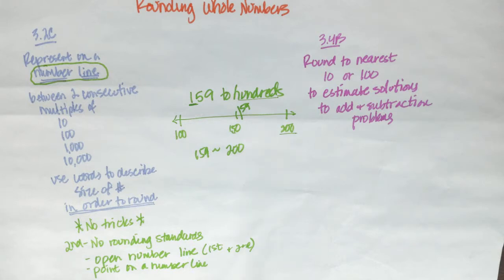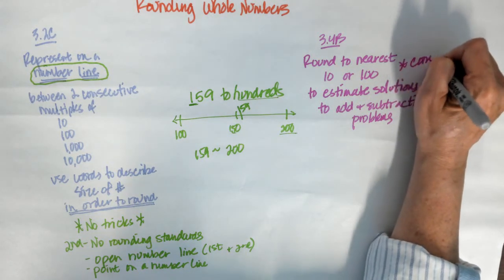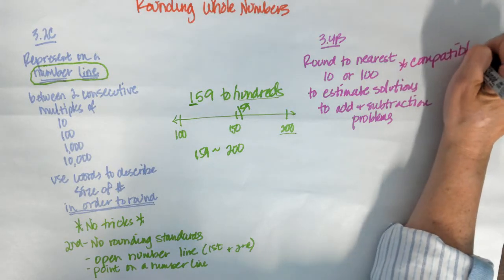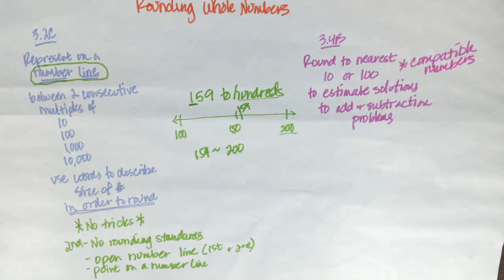So in 3.4b, students are asked to round to the nearest 10 or 100 or use compatible numbers. They can also use compatible numbers. And we'll talk about what that means and why that would be okay, to estimate solutions to addition and subtraction problems. So if I'm asking students to round to the nearest 10 or 100 to estimate solutions, I'm not telling them where they have to round it to. I'm wanting to build that understanding of what is reasonable. So we're really focused on what is the reasonableness.